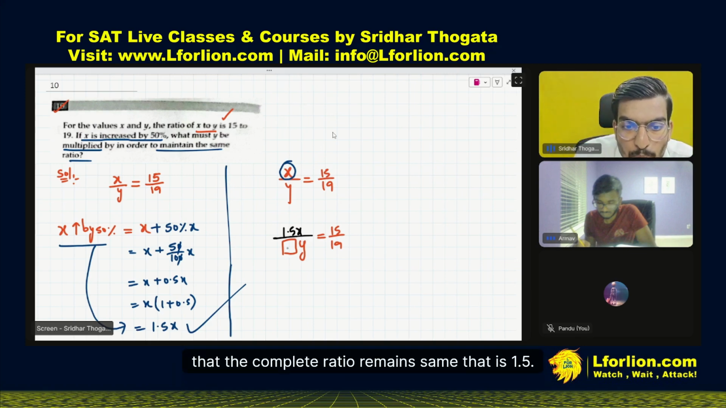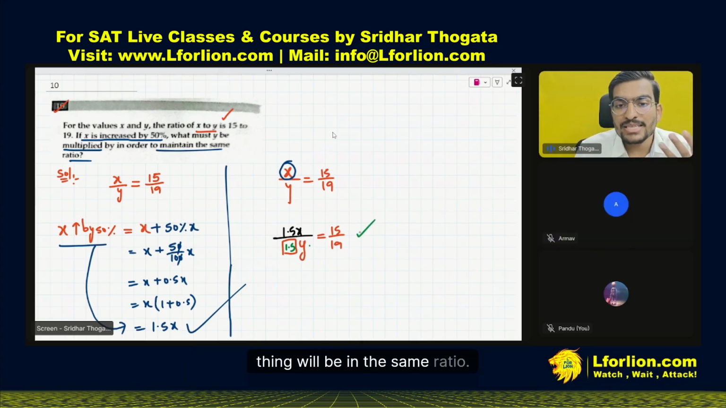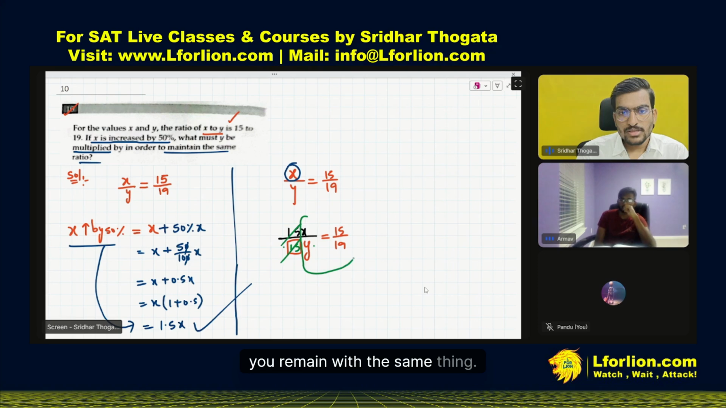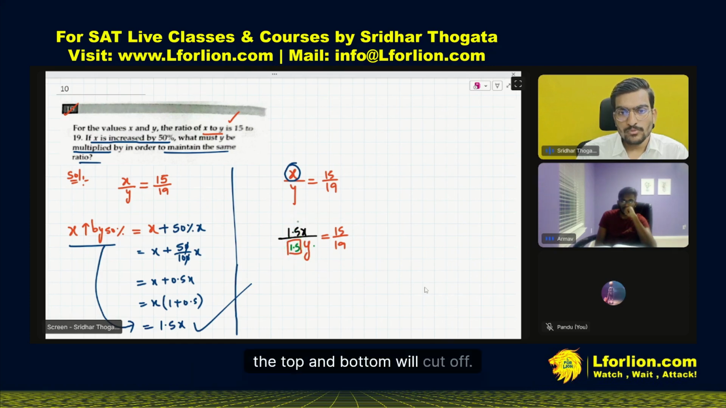That is 1.5. If you multiply y with 1.5, the complete thing will be in the same ratio. Why is this 1.5? Because if you cross out this 1.5, you remain with the same thing you started with, what they gave. That's why the multiplier is 1.5, to put it in the same ratio. So that 1.5 on the top and bottom will cut off, leaving the same ratio. That's why we are multiplying y with 1.5.